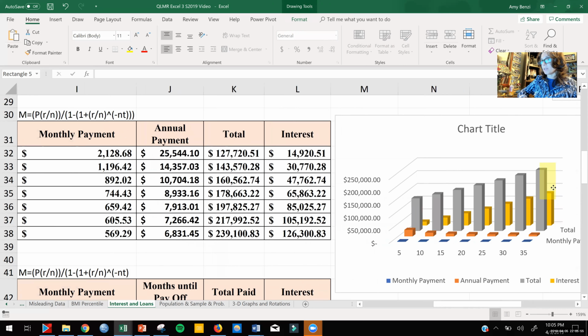And besides that, look how much you ended up paying for the house in the end. $239 grand. That's practically twice as much as it was worth. So you wait longer, you get that lower monthly payment, but in the long run, you pay a lot of interest and you pay a lot more for your house. So keep all that in mind.